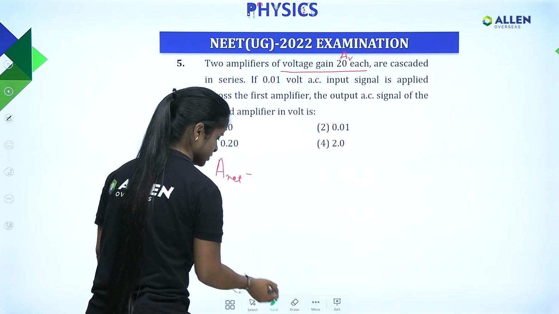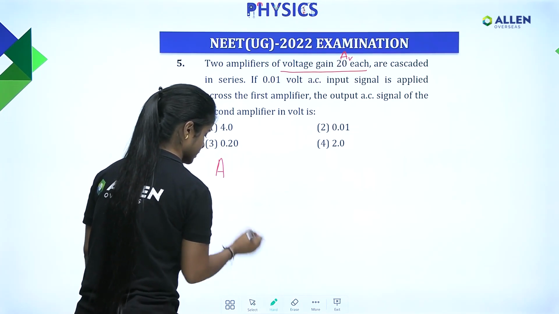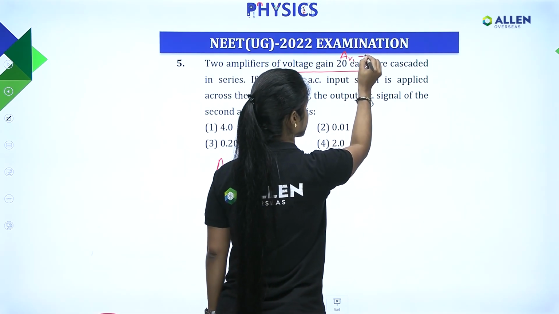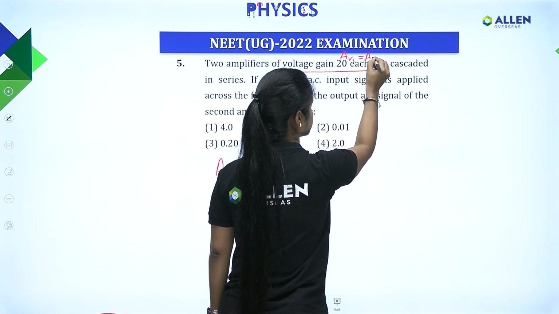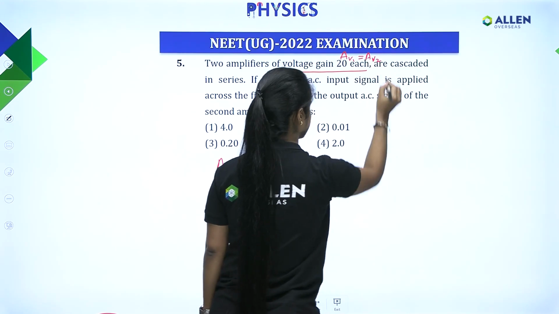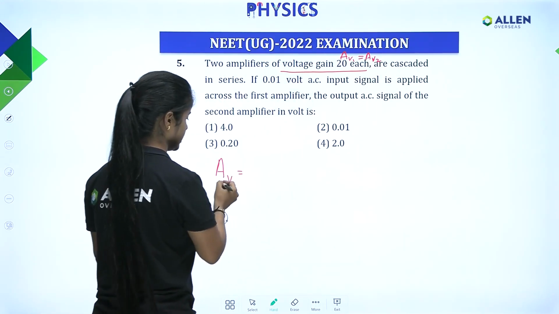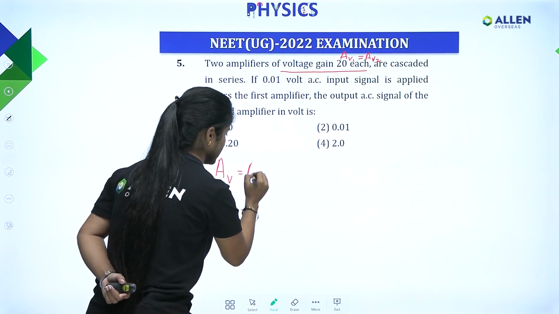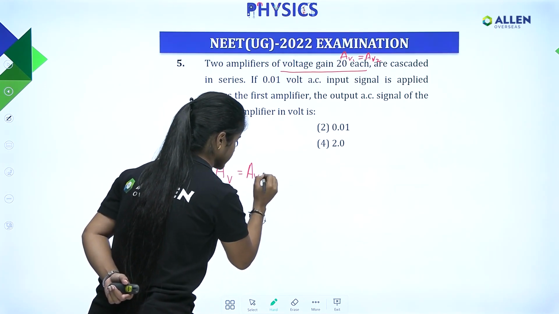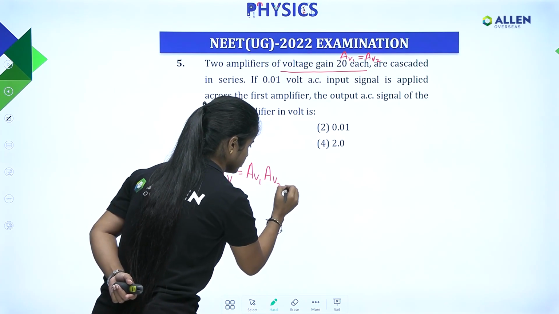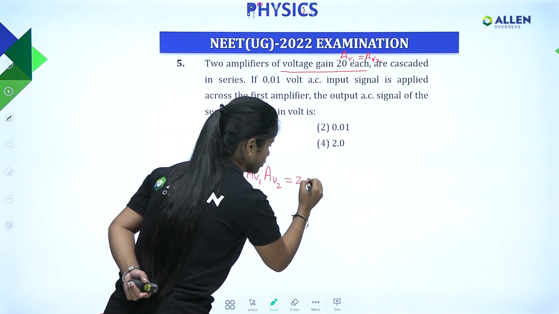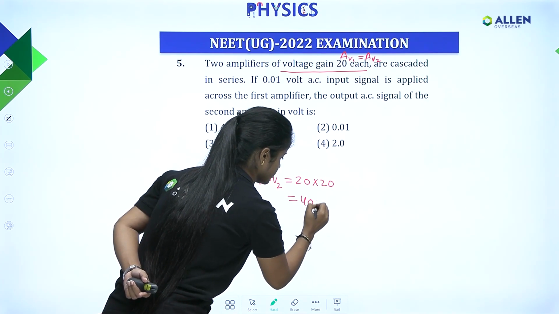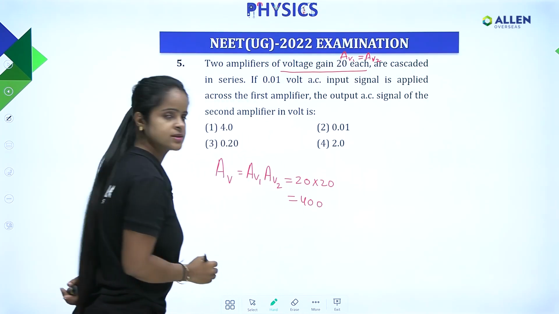is equal to, let's call this AV1, and this is also equal to AV2, right? So in the next step you are going to write the net voltage gain equals AV1 into AV2, that will be equal to 20 into 20. So finally you are going to get 400. Is it clear to everyone?